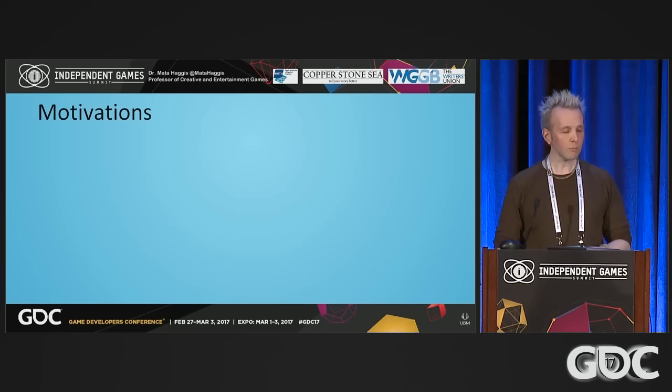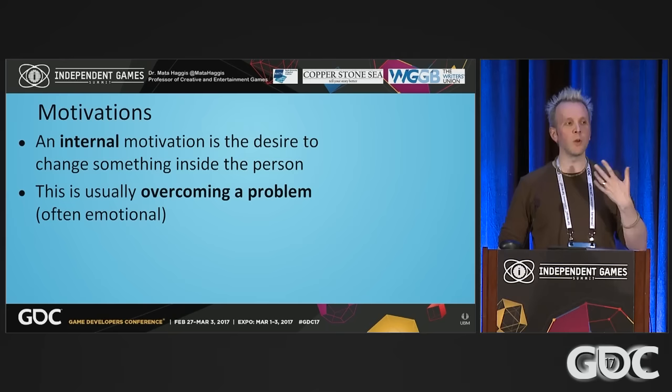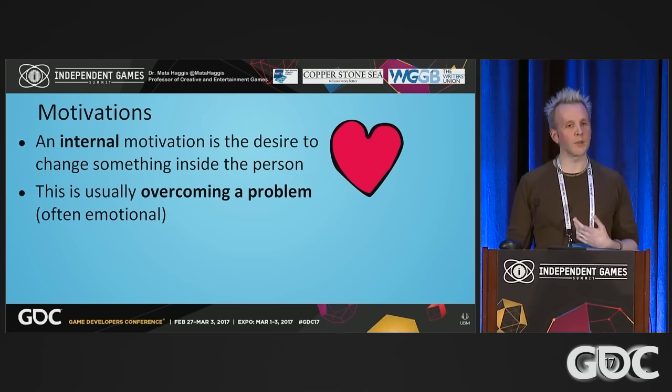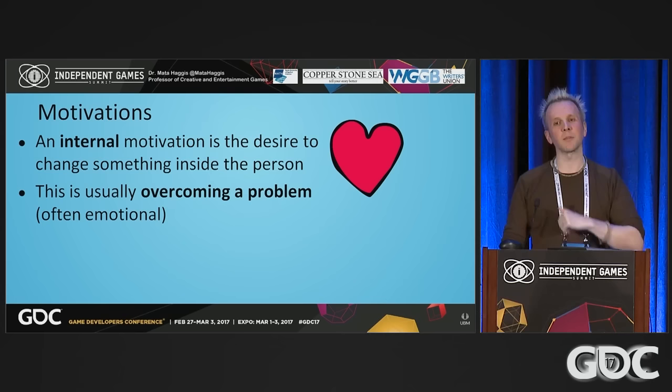So in terms of motivations here, an internal motivation is a desire to change something inside the person. This is usually a term like overcoming a problem, so overcome a block. It's often an emotional block, overcoming a sense of loneliness, overcoming grief. Now, revenge is an external thing because you take revenge on the outside world. Overcoming grief is the inside part of that. You try to overcome grief by killing people in the outside world. That's how a lot of video game plots work.